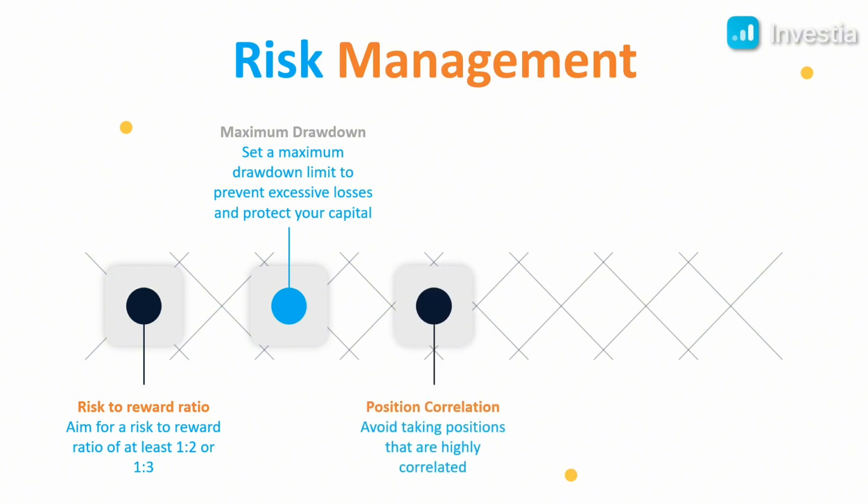3. Position correlation, which is the degree to which two currency pairs move in relation to each other. We advise you to avoid taking multiple positions that are highly correlated. This can increase risk exposure if the correlated pairs move in the same direction.